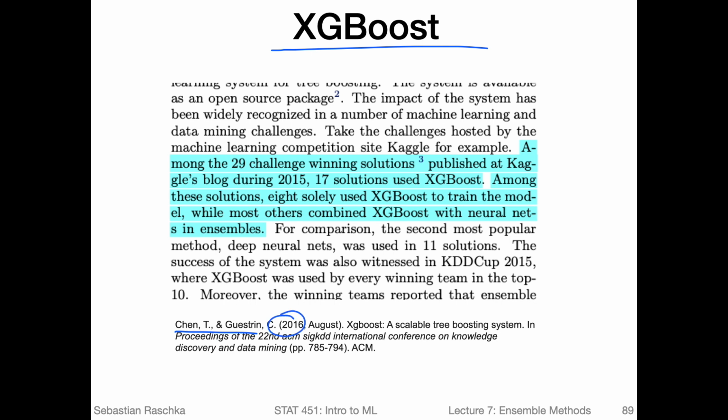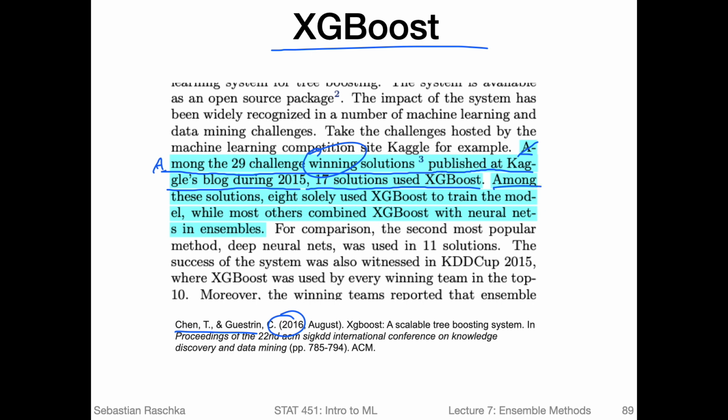This paper came out in 2016, but I think XGBoost was there earlier. I don't remember exactly which year. It may have been 2013, 14, 15, something like that. As they describe in this passage from the paper that I copied, among the 29 challenge winning solutions published at Kaggle's blog during 2015, 17 solutions used XGBoost. So 17 out of 29 Kaggle solutions used XGBoost, and these were actually the winning solutions, which is quite impressive. So more than half of Kaggle's winning solutions used XGBoost.